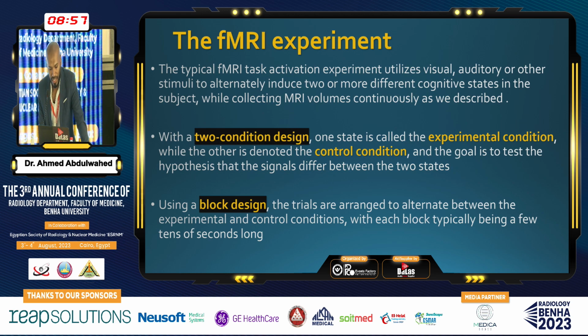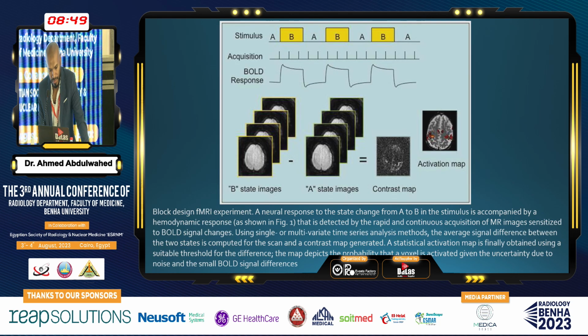Using block design, the trials are arranged to alternate between the experimental and the control conditions, with each block typically taking a few seconds. Here we can see that we have 2 stimuli, A and B, and the acquisition is made continuously and rapidly using this pulsed signal. Then we have 2 images, the A state and the B state images, and the difference between the 2 images is computed to produce the contrast map.